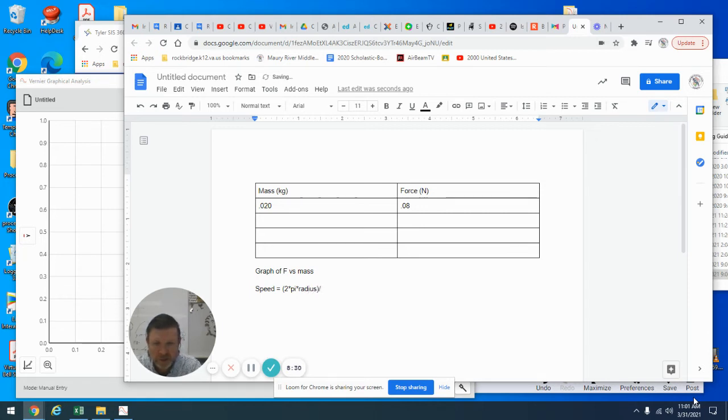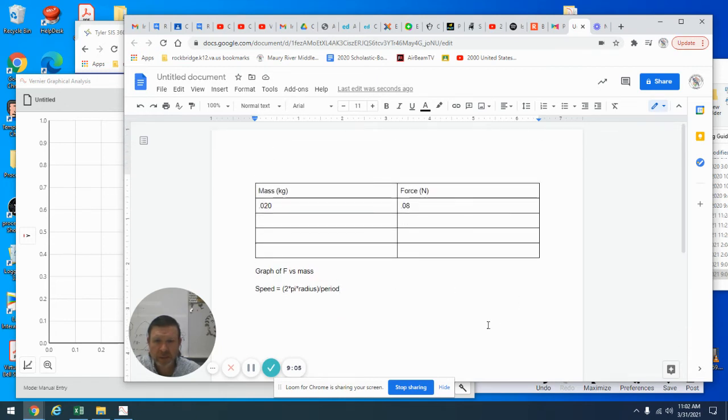And divide that by how long it takes to complete 1 lap. That time, something that is periodic, like happens over and over again, we call that the period of the motion. That is how long it takes for 1 lap. We use a capital T for that, but I'm just going to type that period there to make sure you understand what that stands for. So that is how we're going to find the speeds.